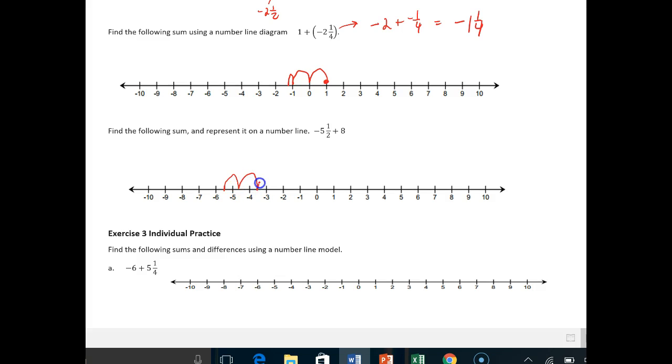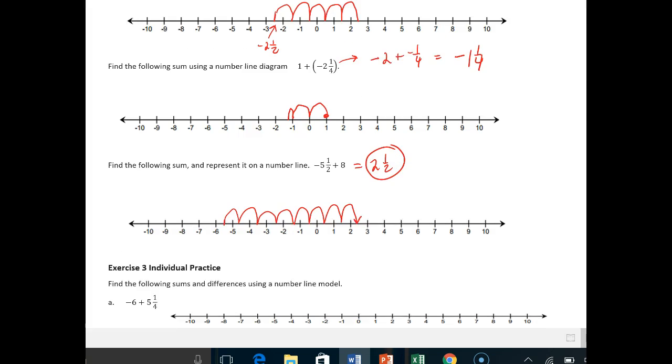1 time, 2 times, 3 times, 4 times, 5 times, 6 times, 7 times, 8 times. Notice how I end up in half every time I move 1 whole to the right. So what do I get? I get 2 1/2 positive.